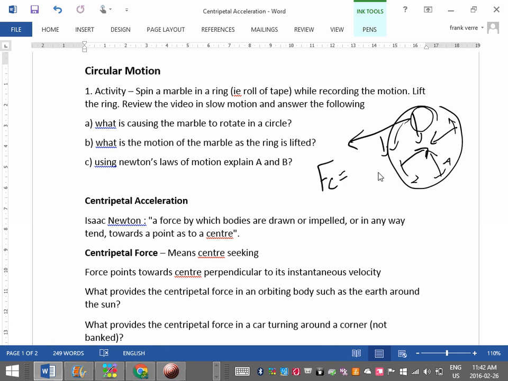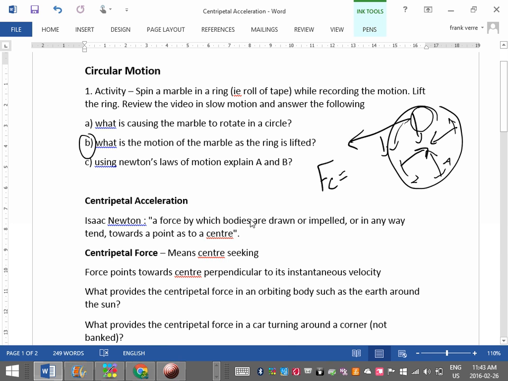And we talked about if you lift the ring, the ball travels in a straight line. And for A, how do you explain the rotation? Well, that's because of Newton's second law, F equals ma. There is an applied force towards the center due to the walls of the container. And the reason why it wants to travel in a straight line for B is because of Newton's first law, the law of inertia, right?